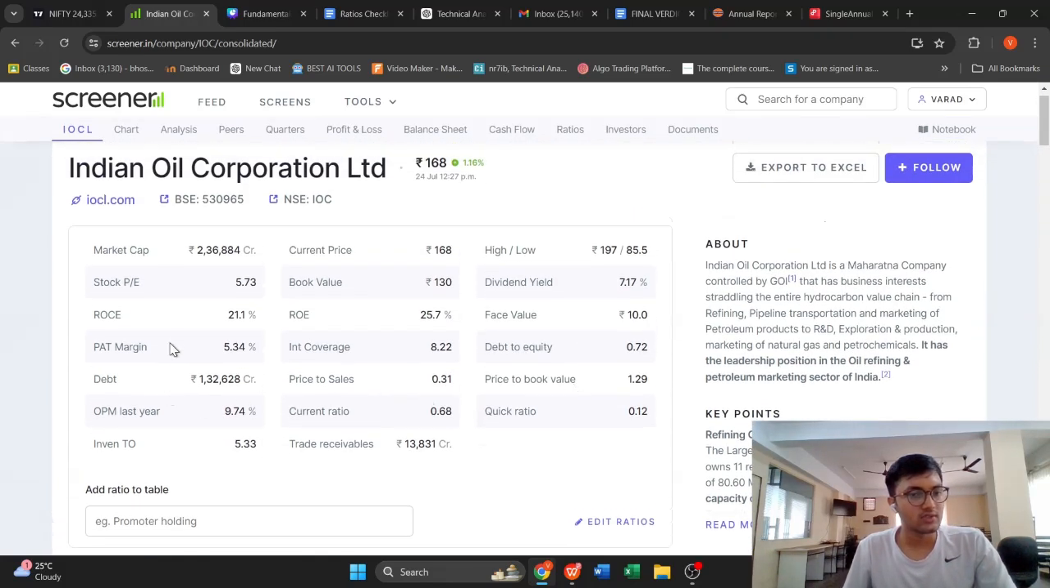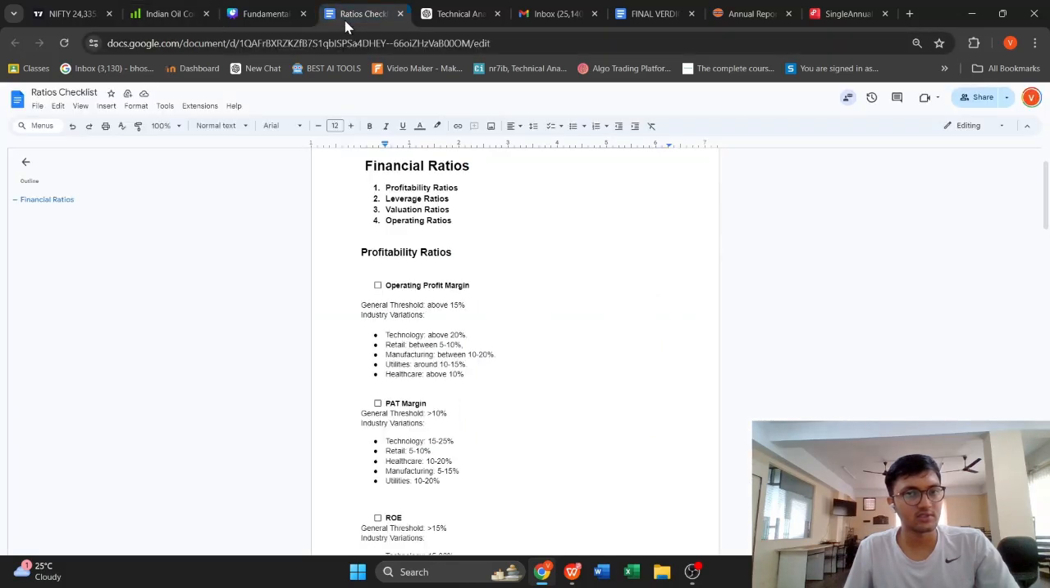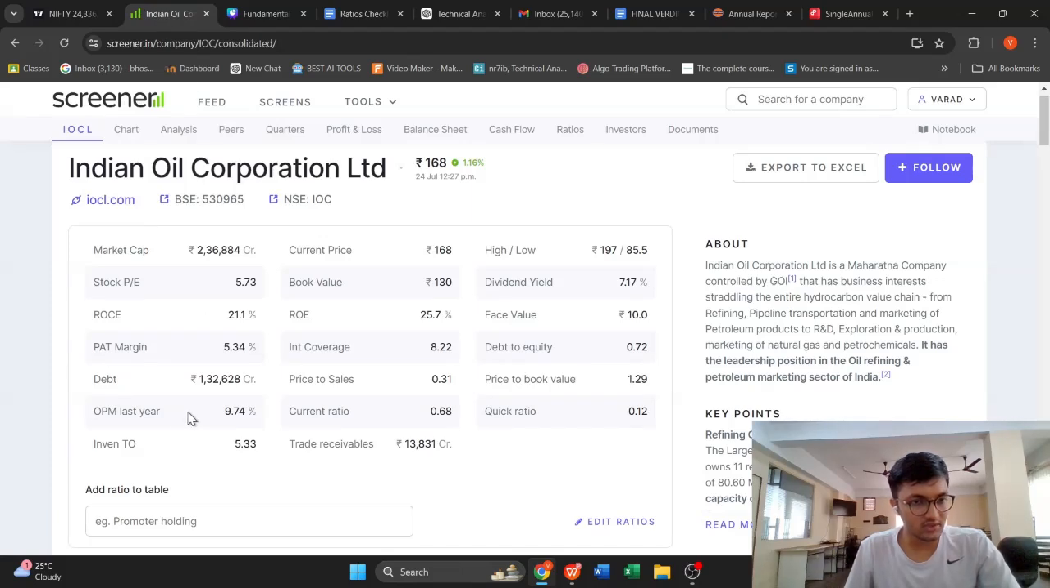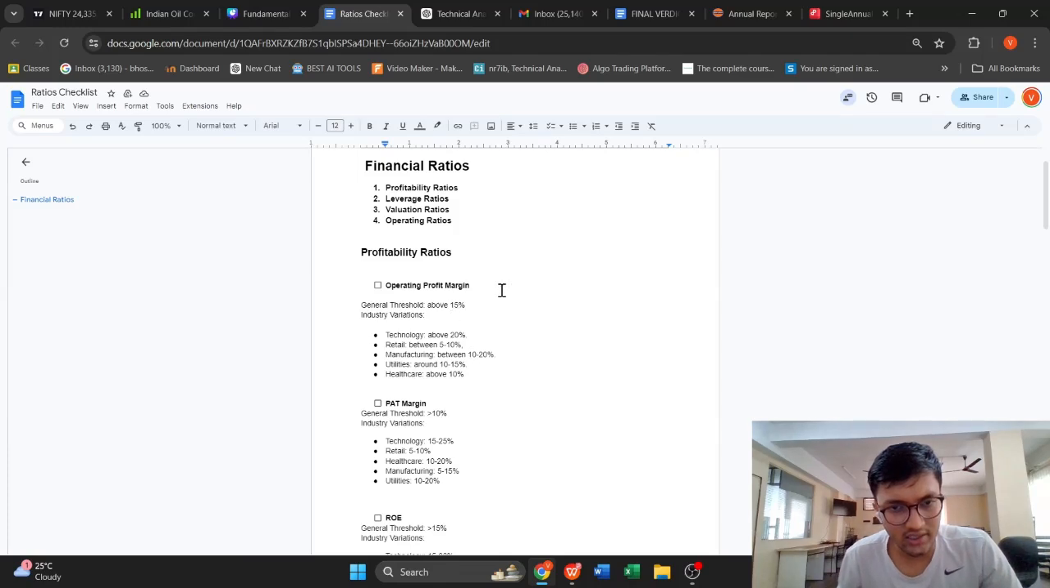So let's see what are the ratios that we just learned. The operating profit margin of this business is 9.74%, but what is the ideal? Let's see what is ideal. Above 15 is the general threshold; I've set all these things with consideration to the industry standard. Actually, it depends on business to business, because depending on which type of business the company is into, the operating profit margin differs.